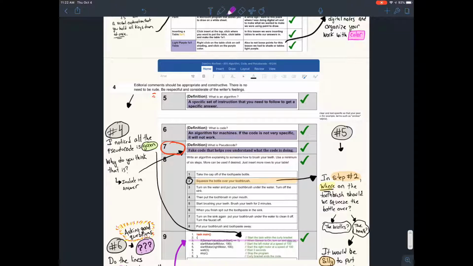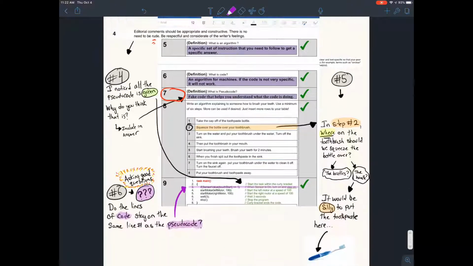All I said was the word "noticed." I noticed. It's a really nice way to give someone feedback, just saying what you noticed as opposed to telling them what to do. So that's number 5.